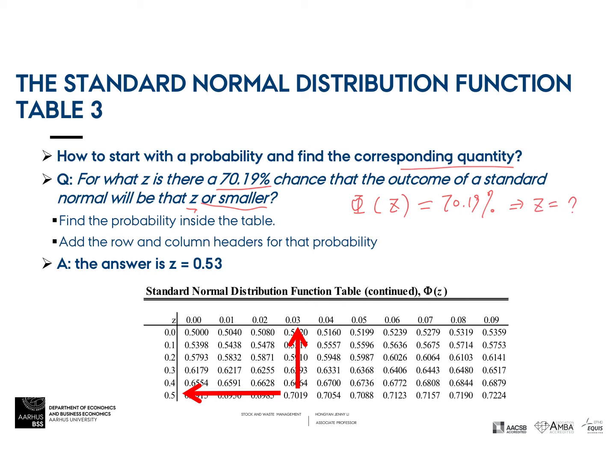So the method is to find the probability. We find this probability 0.7019 in the table, and then corresponding to the row and the column head, you find the values 0.5 and 0.03, then you find that the zeta value is 0.53.